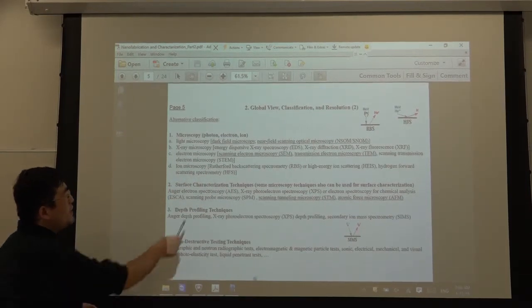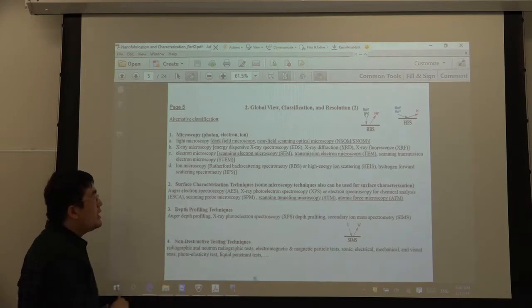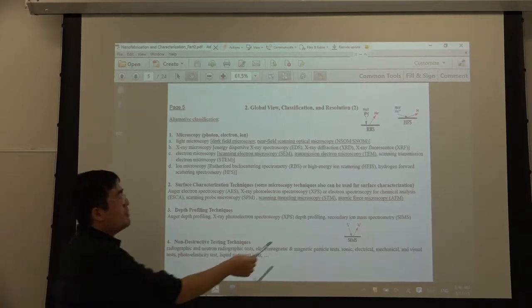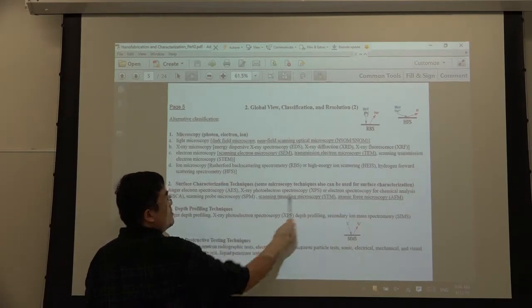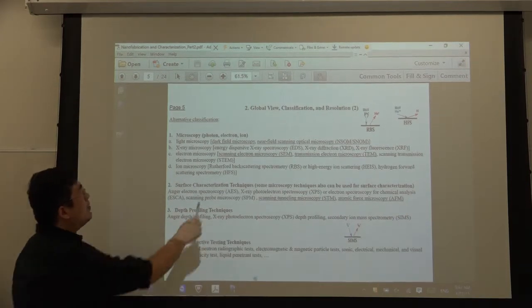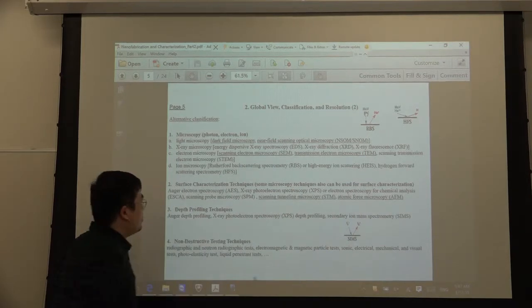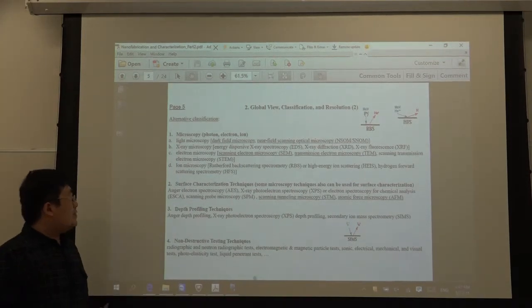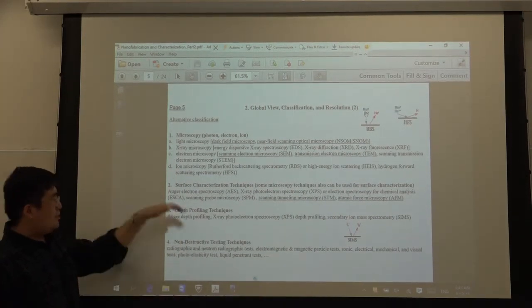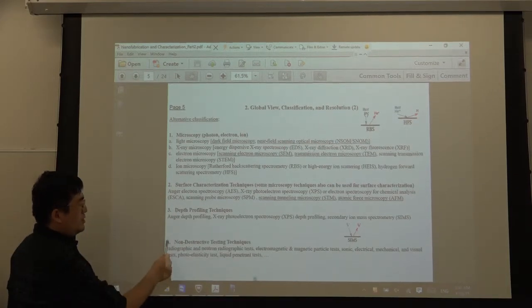Surface characterization techniques only care about the surface, like atomic force microscopy or scanning tunneling microscopy. I'll talk about this later. All these with the dashed underline are what I want to talk about. The third type is where we just know the depth. I think this one is interesting, but I cannot talk about it.